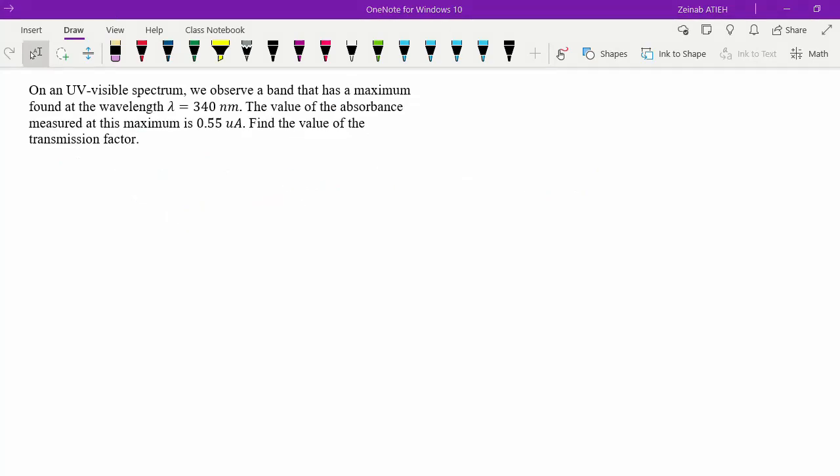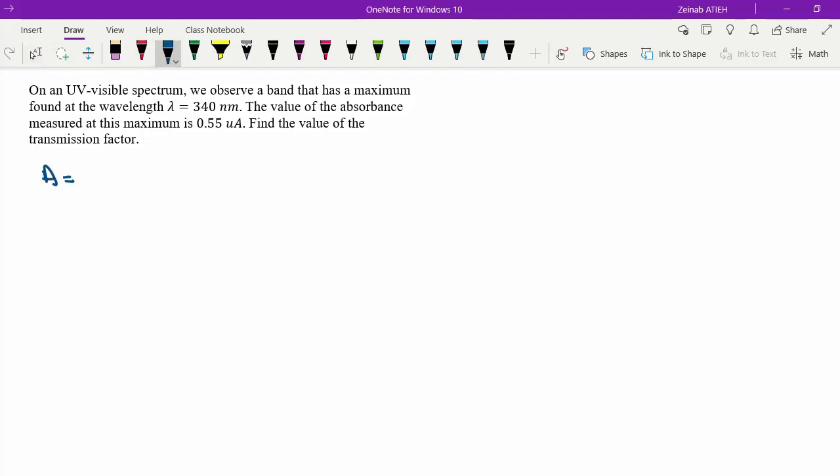This problem says, on a UV visible spectrum, we observe a band that has a maximum found at the wavelength lambda equals 340 nanometer. The value of the absorbance measured at this maximum is 0.55 unit absorbance. So this is the absorbance A. Find the value of the transmission factor. So we're going to find T. Here he gave us A and he's asking for T. So let's do that.